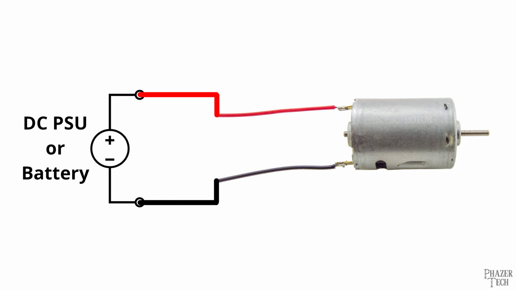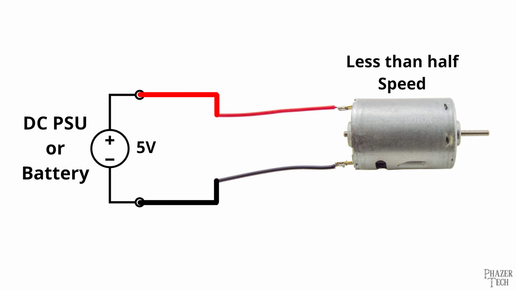In fact, the easiest way to turn a brush DC motor is simply to connect its leads to a DC power supply or a battery. So let's say we have a motor rated for up to 12 volts. We could simply connect it to a 12-volt power supply or a battery, and the motor will spin at its maximum speed. Now, if we connect this motor to, let's say, a 5-volt power supply instead, then the motor will spin at less than half of its maximum RPM.